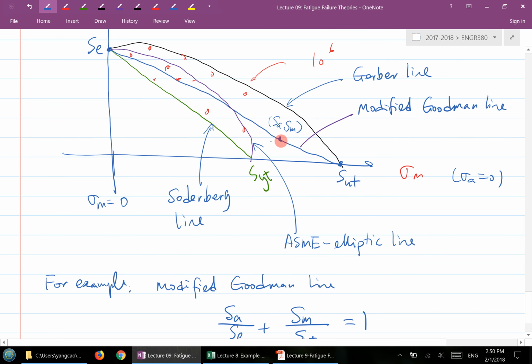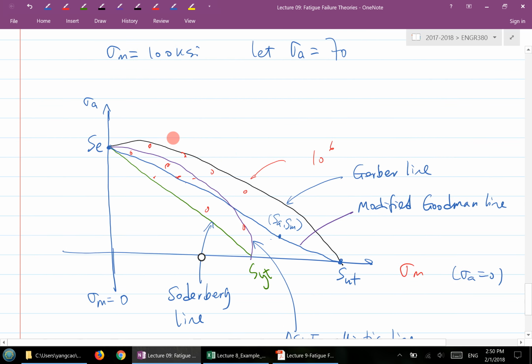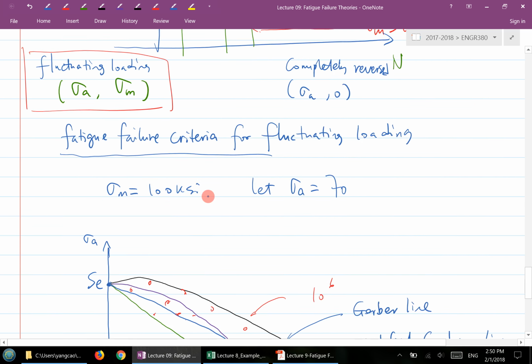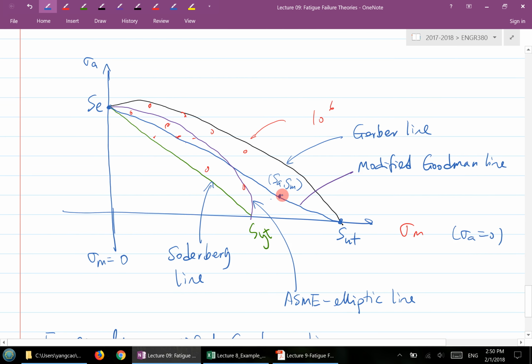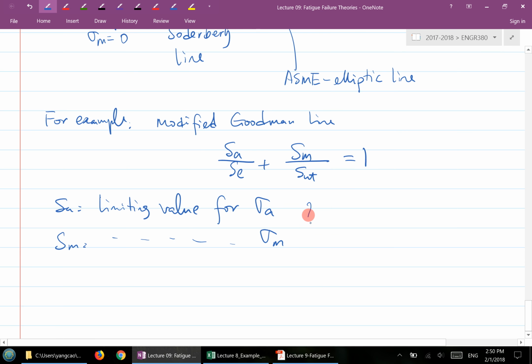So we use sigma A, sigma M as a general state of stress, right? And that could fall right on the line, of course. But the special values SA, SM are like two strength values. So they are limiting values for sigma A and sigma M. These two are sort of like strength values for A and M.